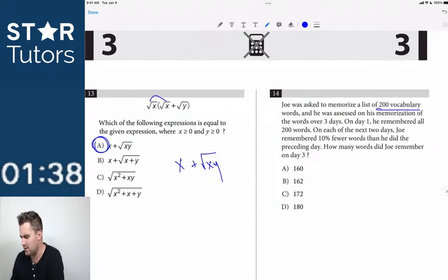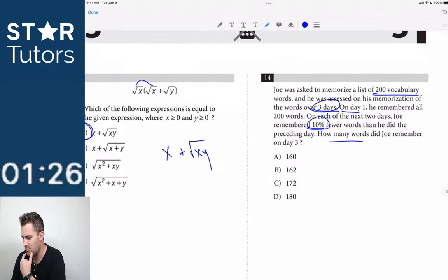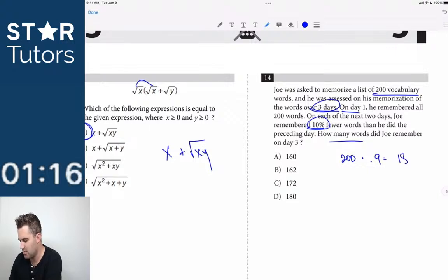Joe estimates a list of 200 vocabulary words. He was assessed on memorization of the words over 3 days. On day 1, he remembered all 200 words. On each of the next 2 days, Joe remembered 10% fewer words than the day before. How many words did he remember? So this is just 200, right? On day one, he remembered all 200 words. So times 0.9, right? 10% fewer is equal to what? 180. And then minus 18, so 172, I think.